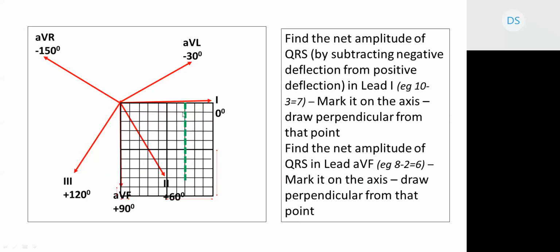Now you try to find out the amplitude in AVF. For example, in lead AVF, it is positive 8 and negative 2. Hence, the net amplitude is going to be 6. So you draw a line after the 6 small squares like this. Now, the point where these two lines are intersecting is going to be the axis of QRS.